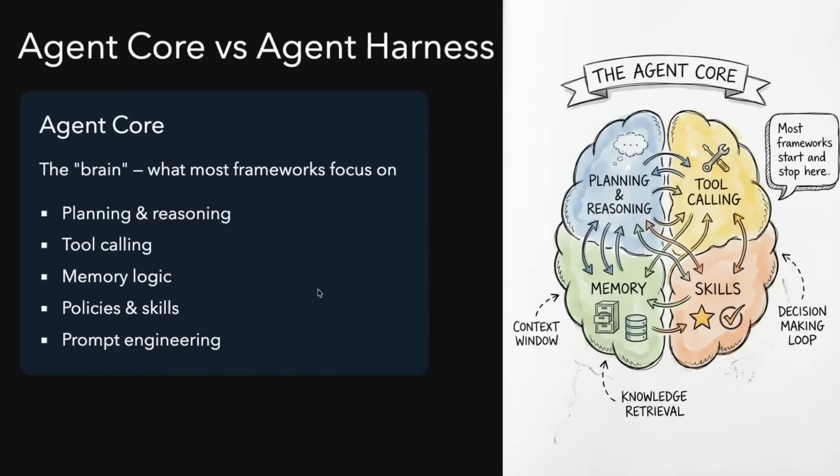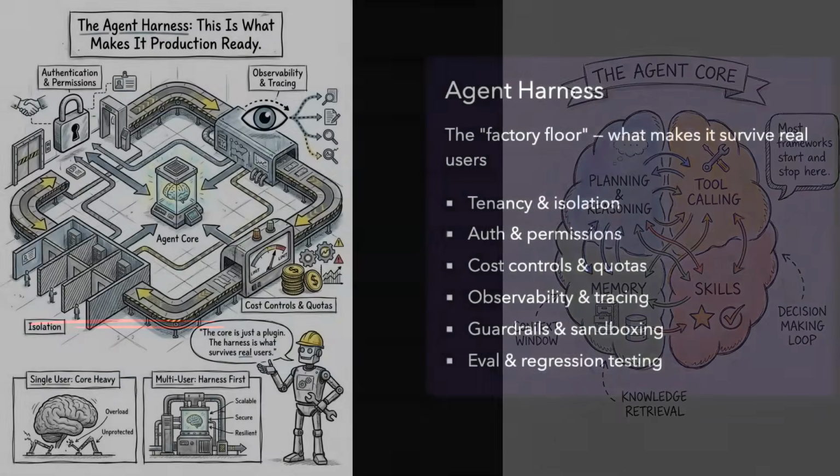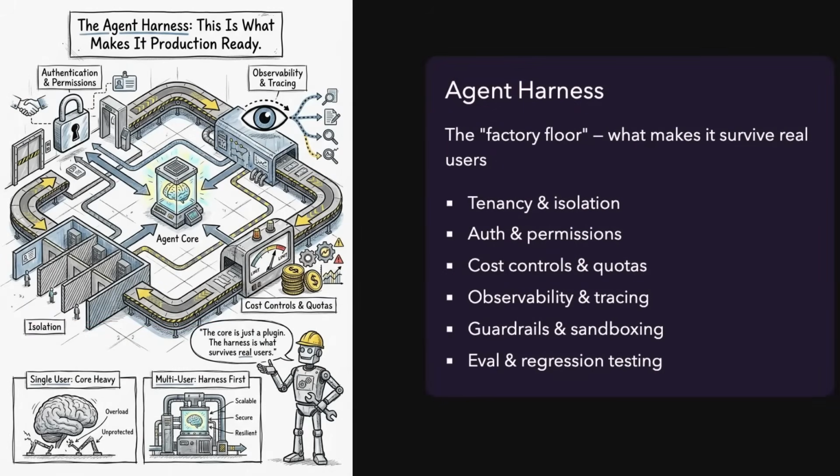Your agent core is kind of like the brain that most frameworks focus on. They're often going to have steps like planning and reasoning. You're going to have things like tool calling. You're going to have some kind of memory system in there. You're going to have some kind of skills, etc. And the agent harness, you can kind of think of as being like the factory floor. This is what makes everything survive real world users.